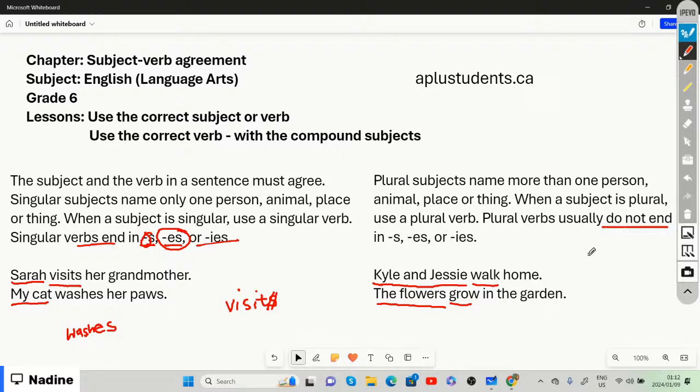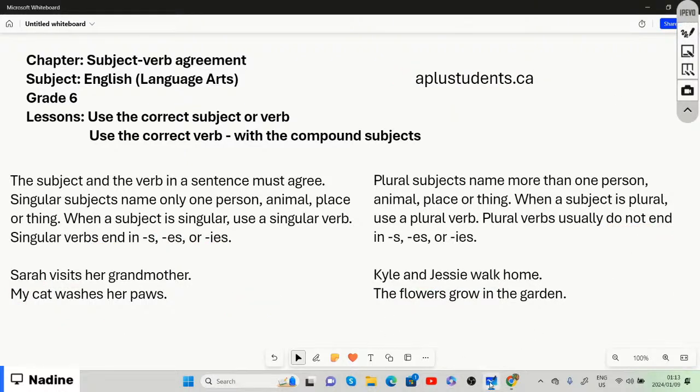And we are doing our tutorial lesson on a+students.ca, right? And we say that our two lessons for today are to use the correct subject or verb, as well as to use the correct verb with compound subjects. All right, so let's go to a+students.ca, and then we're going to our first lesson where we are going to use the correct subject or verb.